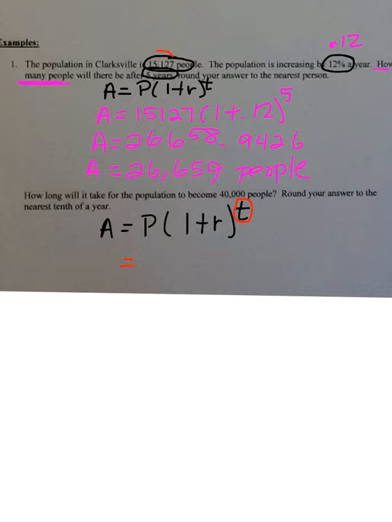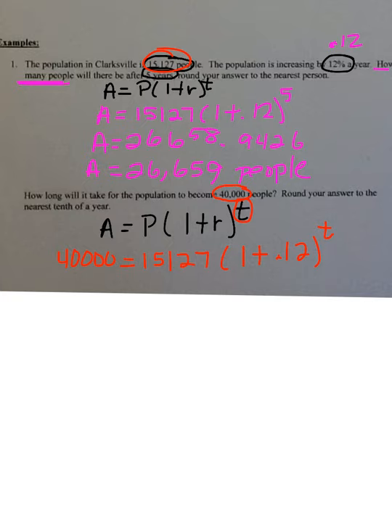I know my initial population, remember, was 15,127. 1 plus your rate, which is 0.12. Remember, we're solving for T. And I want to know how long it's going to take me to get to 40,000. I want my final answer to be 40,000. Okay, so again, remember, we have to get rid of the 15,127. You could add these together if you want to make it 1.12. But remember, do not multiply these here together.